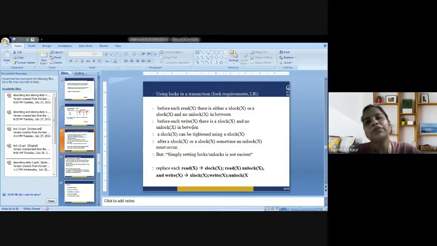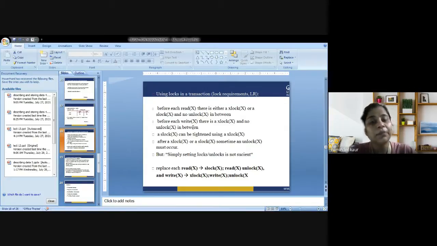So using lock sync transaction, like lock requirements. Before each read X, there is either a lock X or an S lock or an unlock in between. And before each write X, there is an X lock and no unlock in between. An S lock can be tightened using an X lock, and after an X lock or S lock, sometime an unlock must occur. But simply setting locks and unlocks is not sufficient.